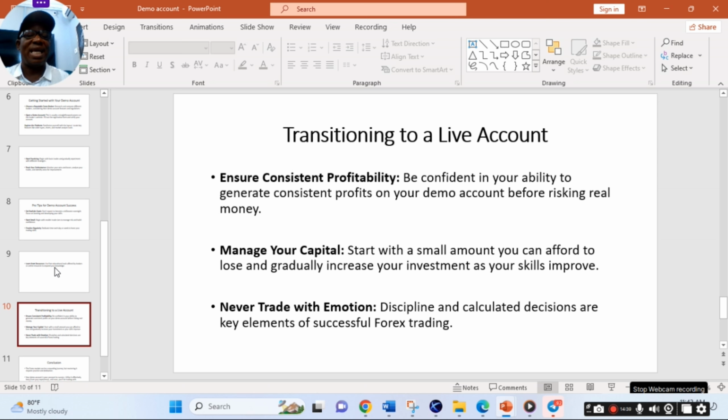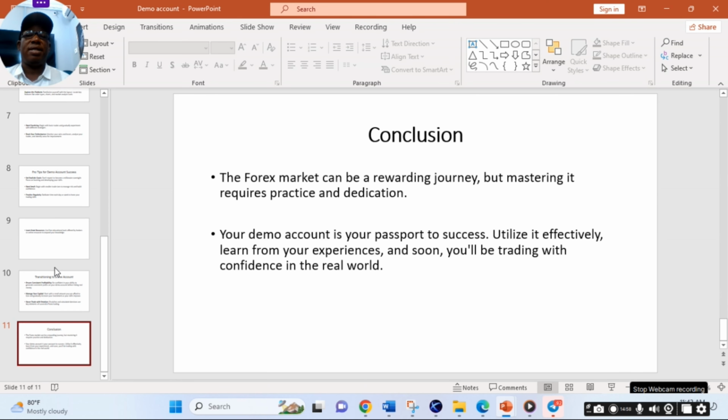The market doesn't care about you. Once you make a mistake, or once you enter a trade and observe there is a mistake, go out of the mistake. Remember, your goal is to protect your money, and then make money after all. Discipline, yes. Calculate the risk. These are the key elements of a successful Forex trader.